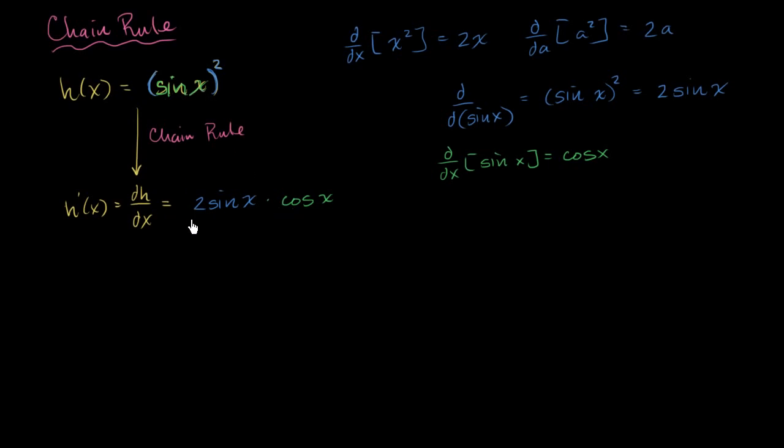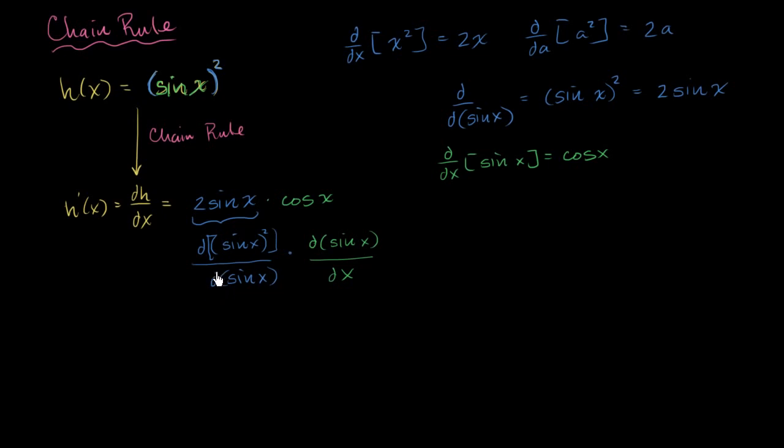So let me make it clear. This right over here is the derivative. We're taking the derivative of sine of x squared with respect to sine of x, and then we're multiplying that times the derivative of sine of x with respect to x. And this is where it might start making a little bit of intuition.